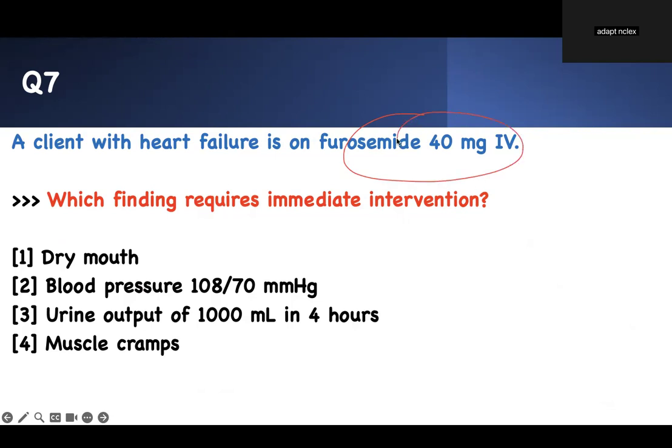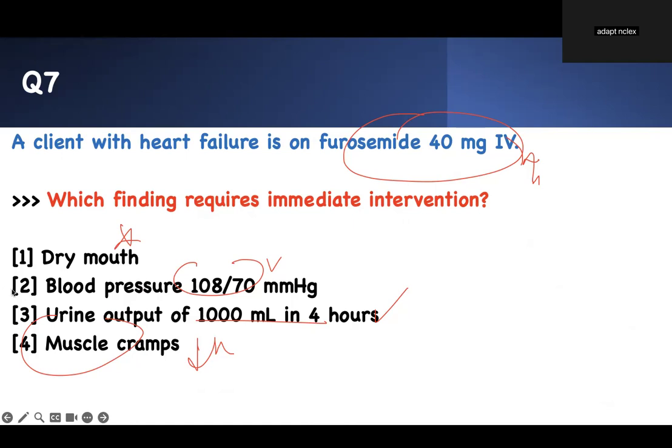Furosemide, what is it going to do? It's going to increase your urine output. Urine output goes up, I'm fine with it. Your blood pressure may drop a little bit. I'm fine with it. It has no anticholinergic effect. It's not the problem. Muscle cramp is because your potassium is low.